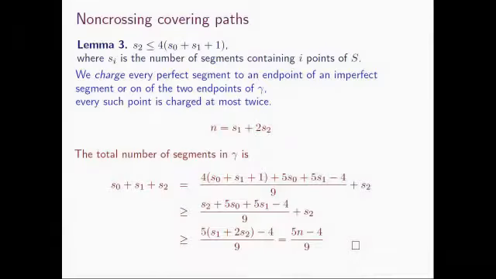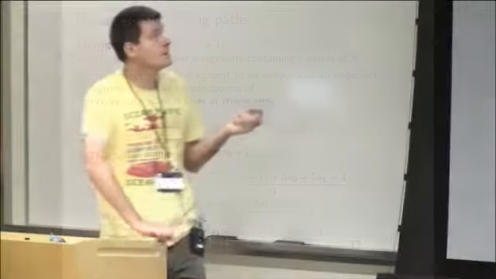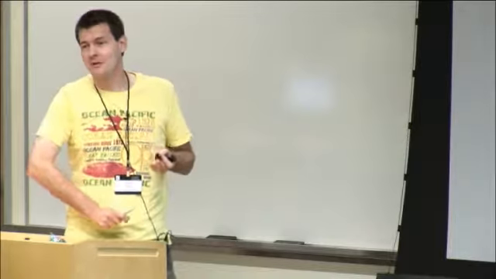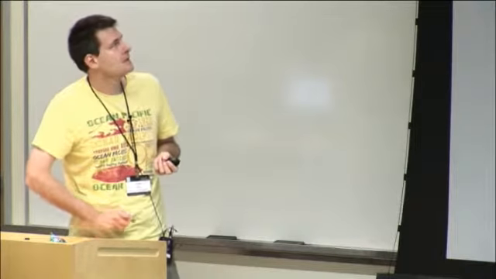I'm not going to go through all these cases, but from this charging scheme we conclude an upper bound on the number of perfect segments. We show that there can't be 4 times more perfect segments than non-perfect segments. Essentially, we charge every perfect segment to one of the endpoints of an imperfect segment. And then we make sure that every such point is charged at most twice. And that gives this factor of 2.